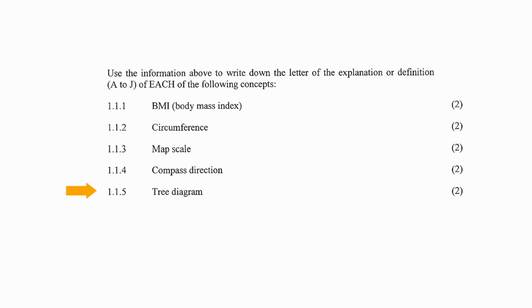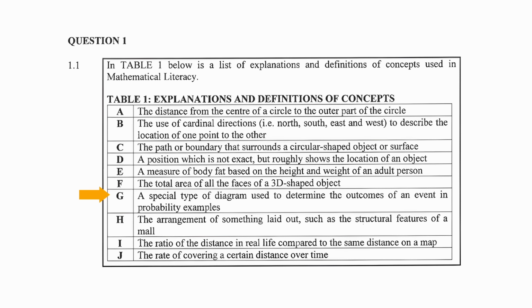In question 1.1.5, the concept is tree diagram. The definition that best describes this is G, a special type of diagram used to determine the outcomes of an event in probability examples.